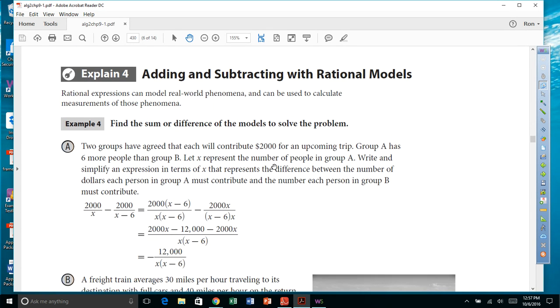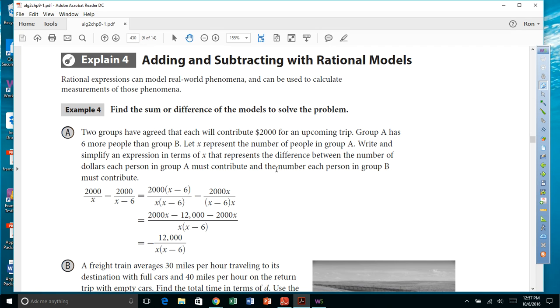And it gives plenty of room. Adding and subtracting with rational models. Go ahead and read that and read A, follow along. Stop if you need to. And then when you get back, we'll do B together.